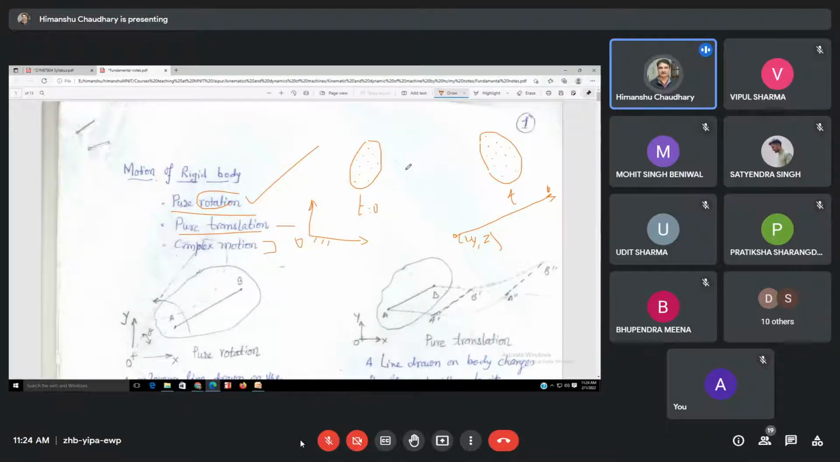So is it not useful that we find the position of each point? Is it correct? If we are not able to find the position of each point, then how can we proceed to find the position of any point on the body?